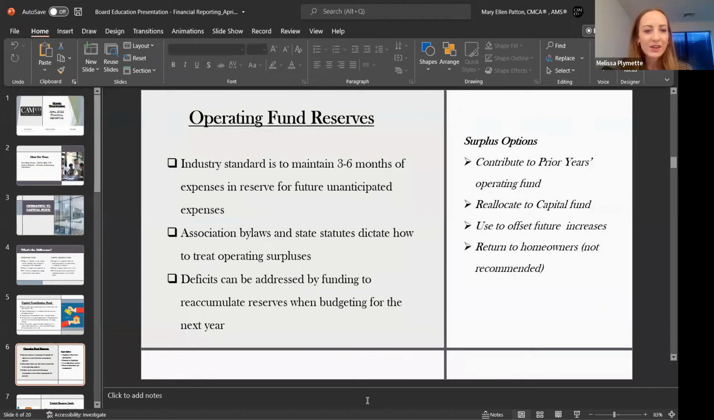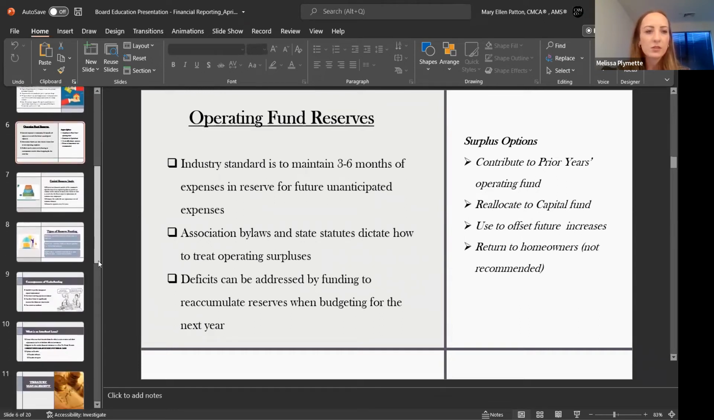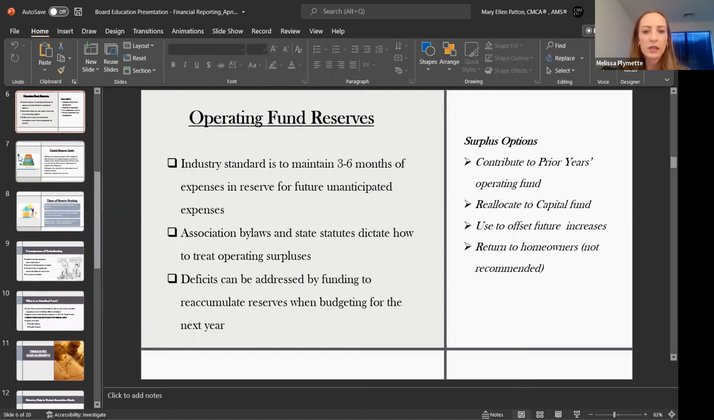Next, thank you. So going back to the operating fund. So industry standard is to maintain about 3 to 6 months worth of expenses in an operating reserve fund. Really it's there kind of as a cushion for future unplanned items. Again, your association's bylaws and also state statutes could dictate how the association can treat a surplus. Some common options I've laid out here, it could just be added to prior year's cumulative operating reserve, kind of like a nest egg there.